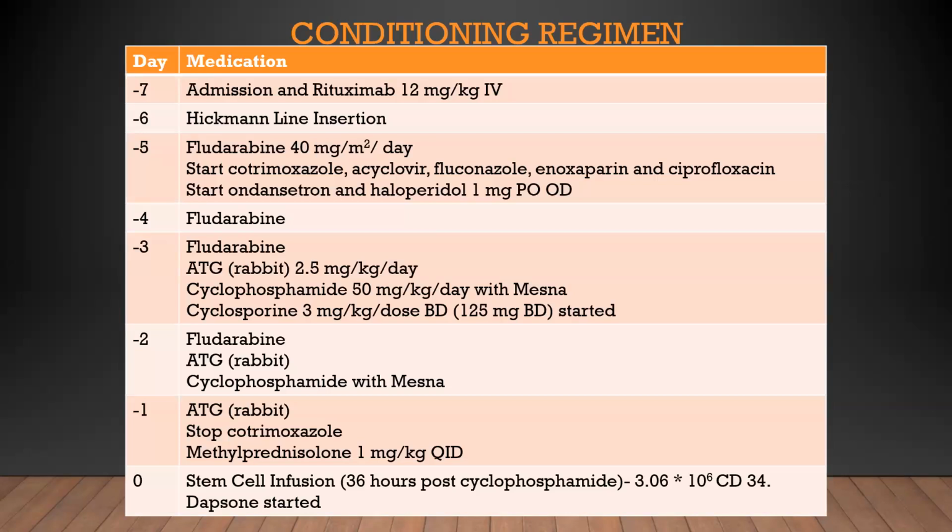Miss KM was admitted 7 days before the infusion of stem cells. And on going through the literature, we decided to use fludarabine, cyclophosphamide, and rabbit ATG as a conditioning regimen. As you can see, fludarabine was given from day -5 to -2, cyclophosphamide from -3 to -2 with Mesna, and rabbit ATG on -3 to -1. Ondansetron and haloperidol were used as antiemetics, and cyclosporin was started at day -3 as prophylaxis for graft versus host disease. And there were no issues noted prior to the infusion.